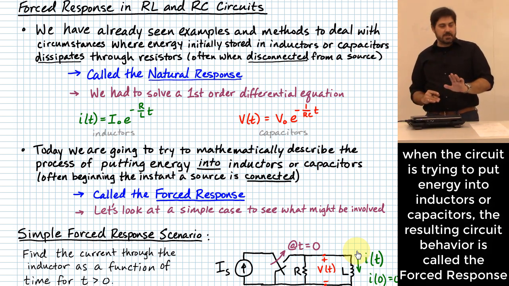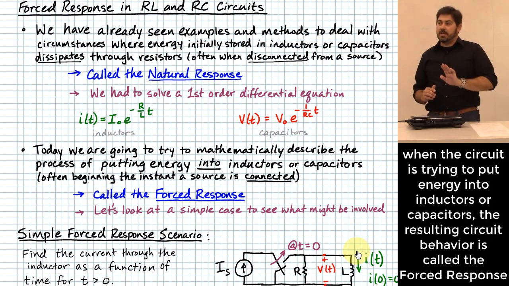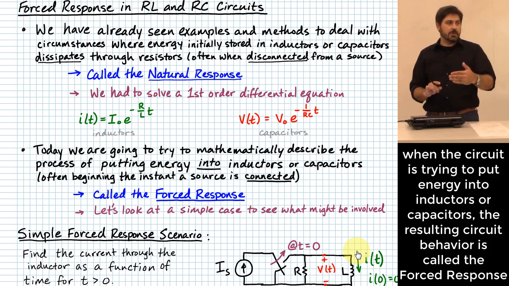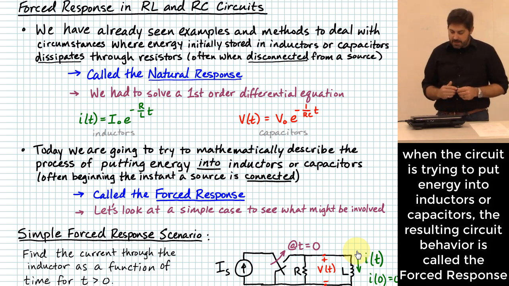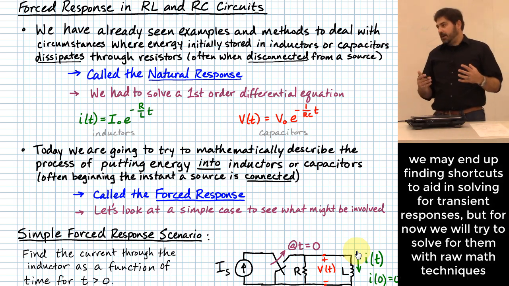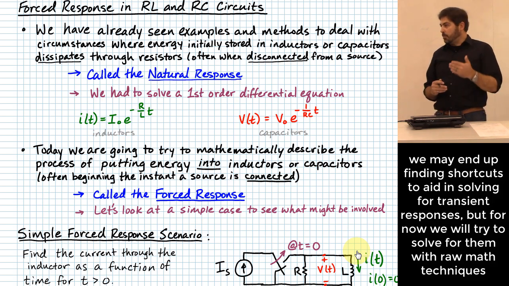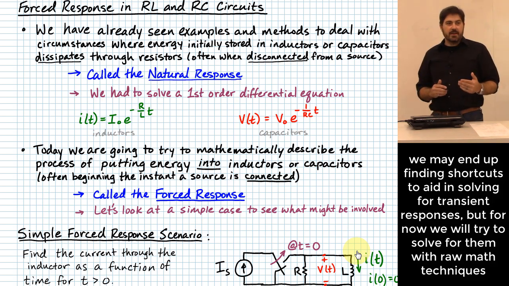The forced response is essentially what happens when you hook it up into a circuit and the circuit tries to drive the voltage or current, depending on whether you're talking about a capacitor or an inductor, to some other value than zero. Okay, so that's essentially what we're trying to do today. By way of showing you how this works, I would like to set up one of the most simple circuits we possibly can, and then run through the nitty-gritty math to come up with what this forced response is going to look like.